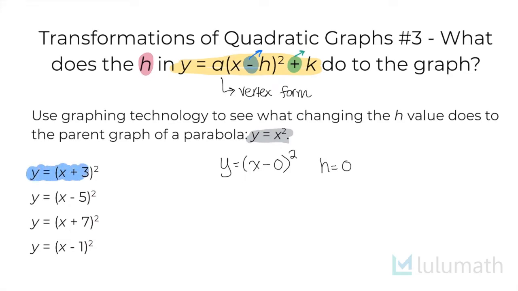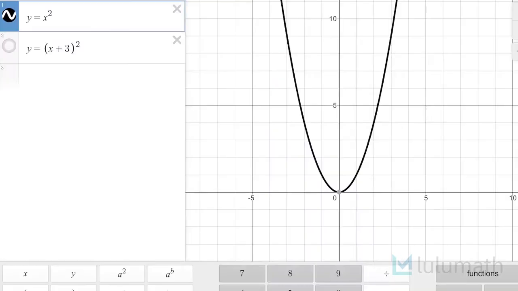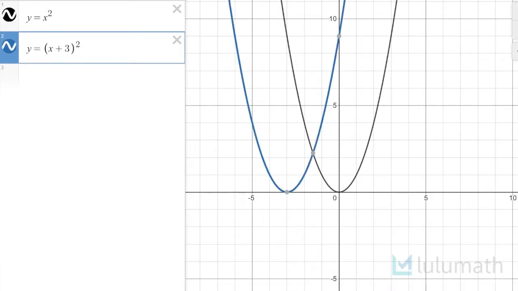y equals the quantity x plus 3 squared, and we're going to compare it to the parent graph of y equals x squared. So if you see, we have the parent graph of y equals x squared right here, and I've typed in y equals x plus 3, the whole thing squared. And it's very important that the plus 3 is inside the brackets, because the whole entire input is getting squared, not just the x. So let's go ahead and turn it on and see what ends up happening.